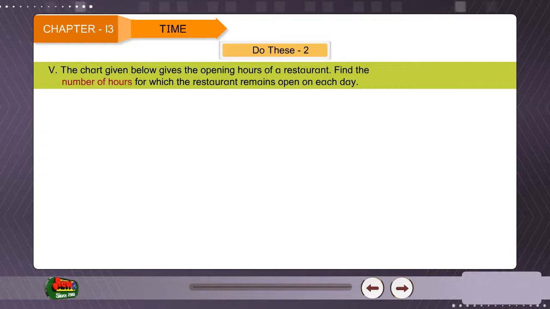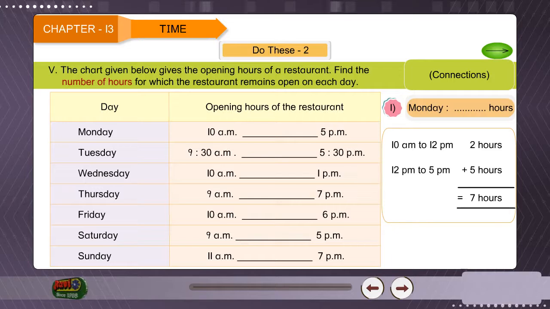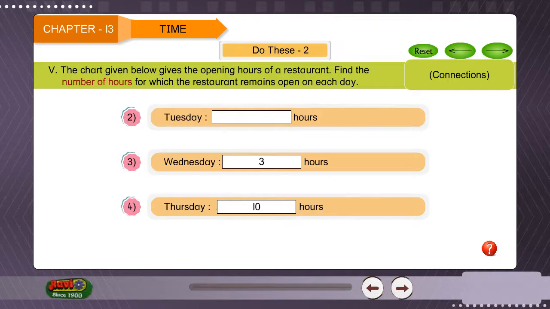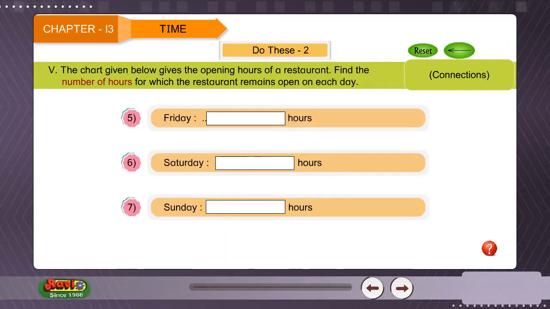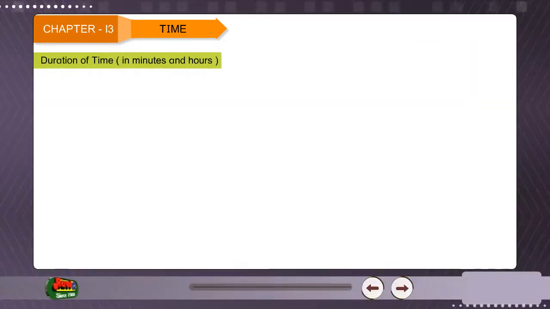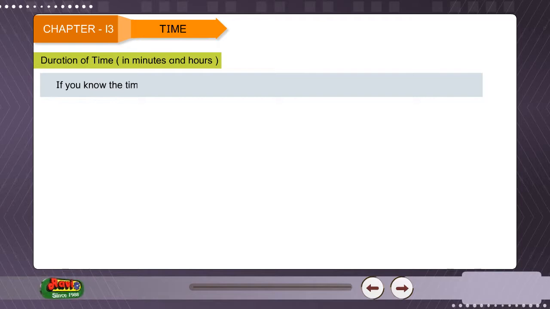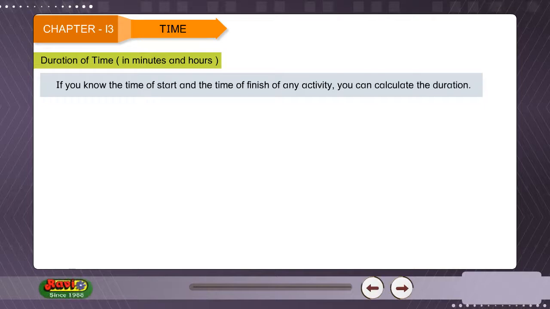5. The chart given below gives the opening hours of a restaurant. Find the number of hours for which the restaurant remains open on each day. Connections. 6. Duration of time in minutes and hours. If you know the time of start and the time of finish of any activity, you can calculate the duration.